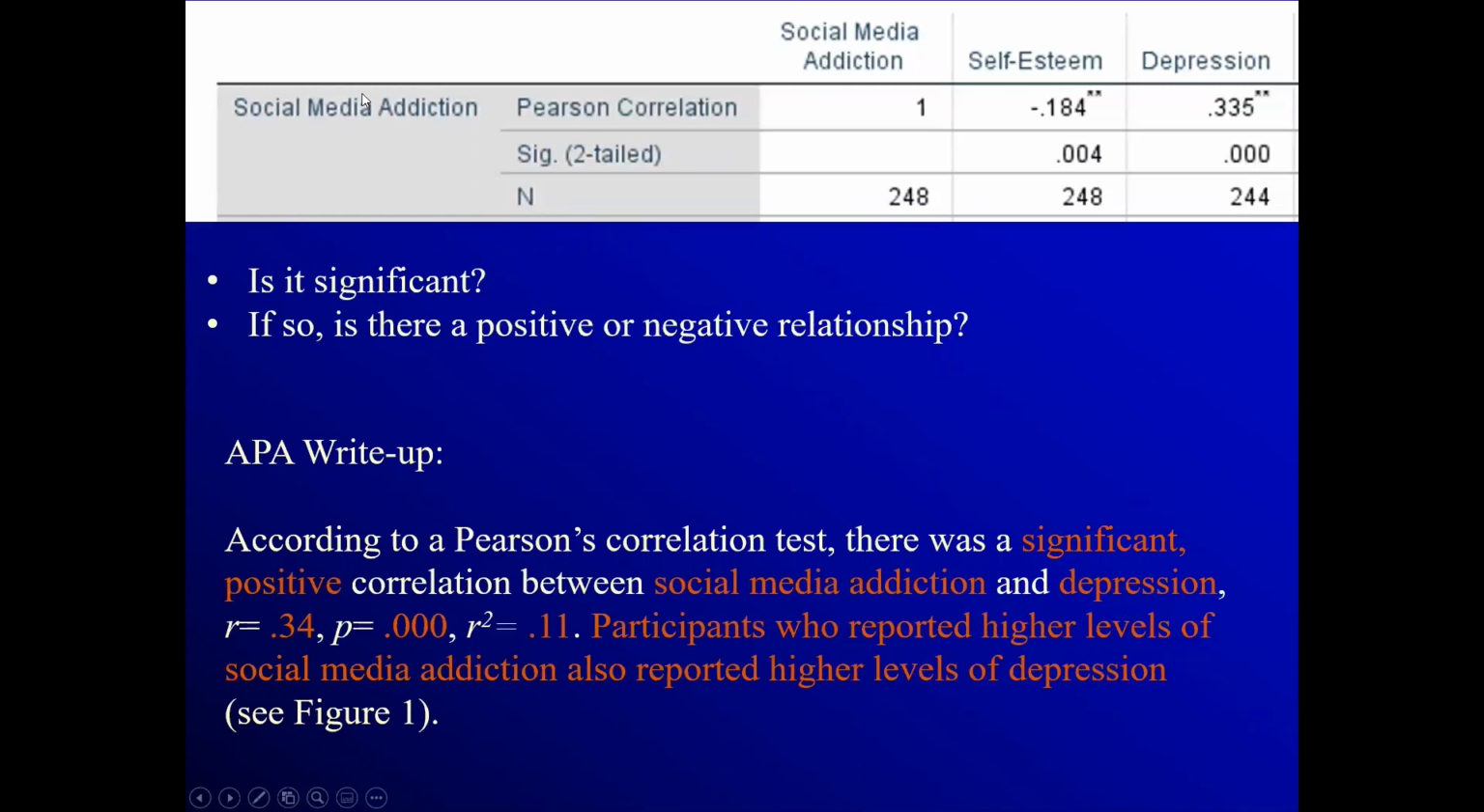And this time we're focusing on social media addiction and depression. So this box right here. We know it's positive, we know it's significant. So you can read the paragraph: there's a significant positive relationship, you report the R value, p-value, the R squared, and then you report the word interpretation of it.